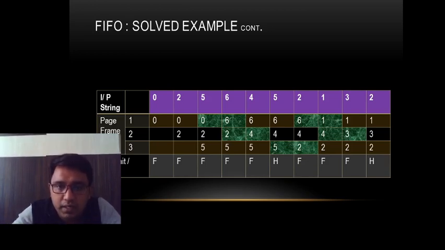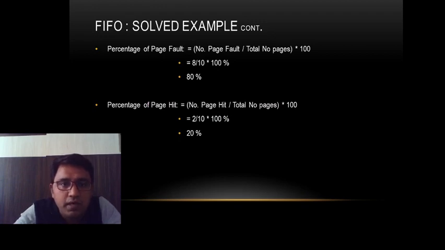Now to calculate the percentage of page fault, it can be obtained by the number of page faults divided by the total number of pages, multiplied by 100. In this case we had 8 page faults and the total number of pages asked is 10, so we get 80% as a result. Likewise for the page hit, we get 20%.